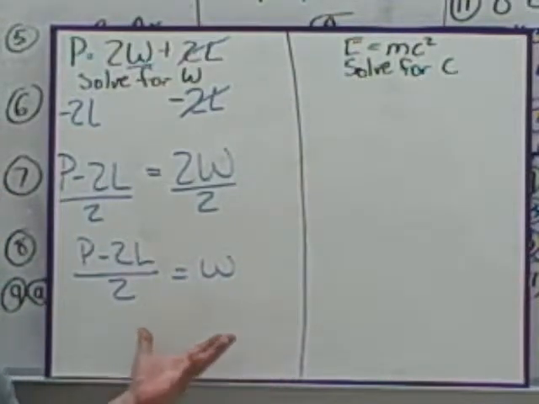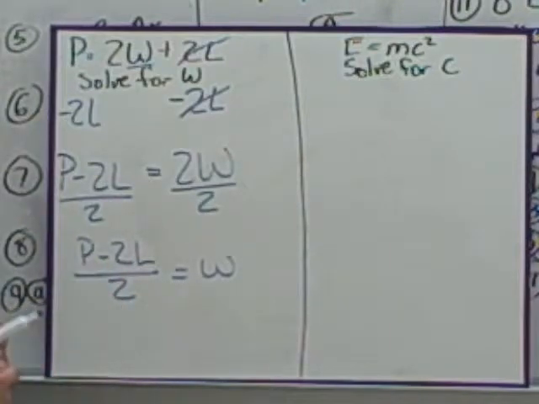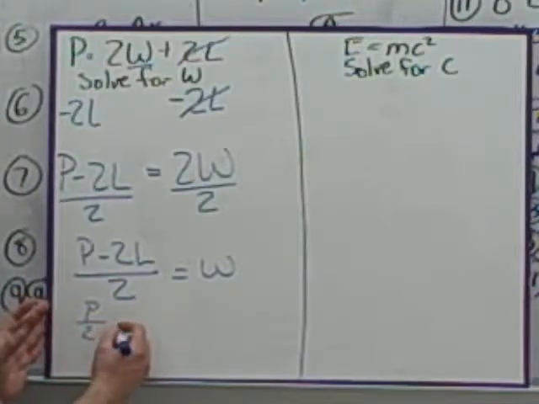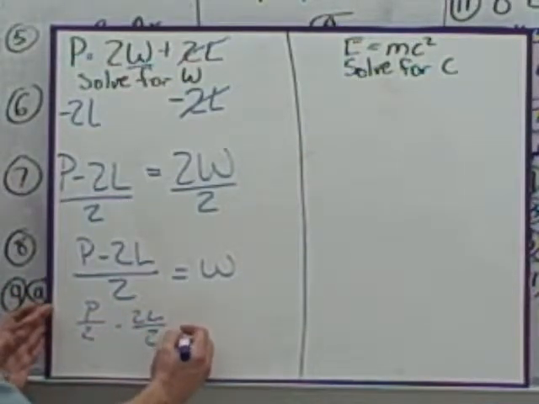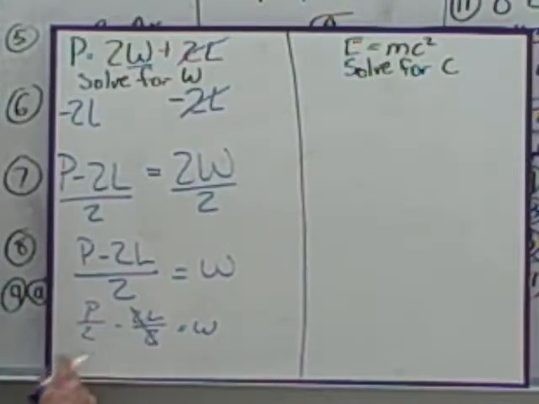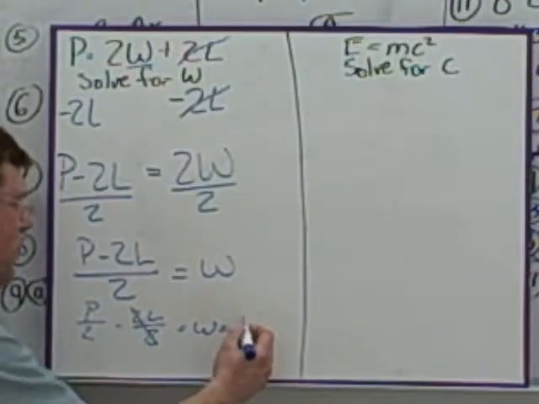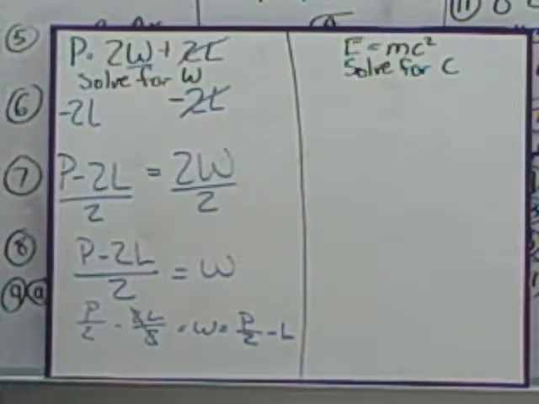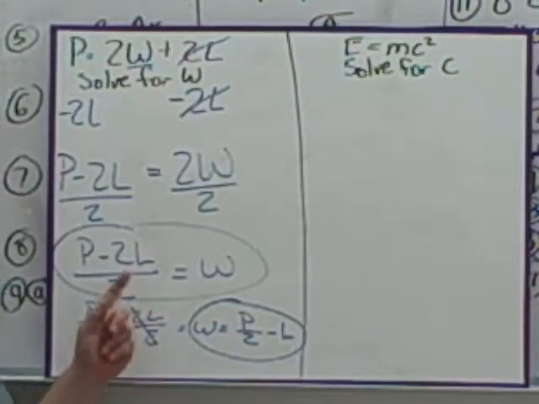Now, in my class, I would find that as acceptable as an answer. You may be asked to step further here and see that you can simplify this just a little bit. If you break this up into P over 2 minus 2L over 2, you can actually simplify the 2's here, and you would get W is equal to P over 2 minus L. So this might be the answer you see. In my class, I'd be fine with that being left as your answer.